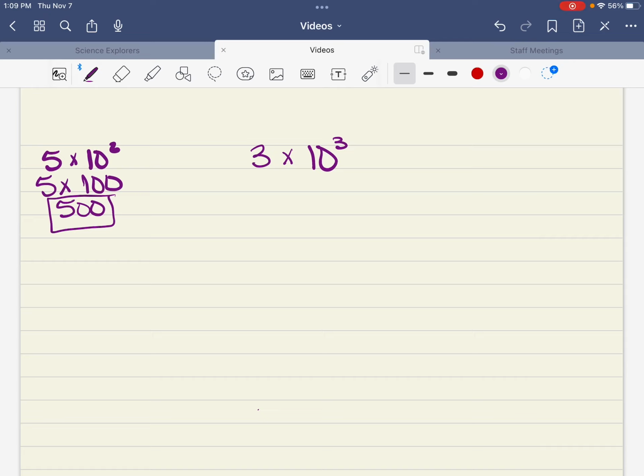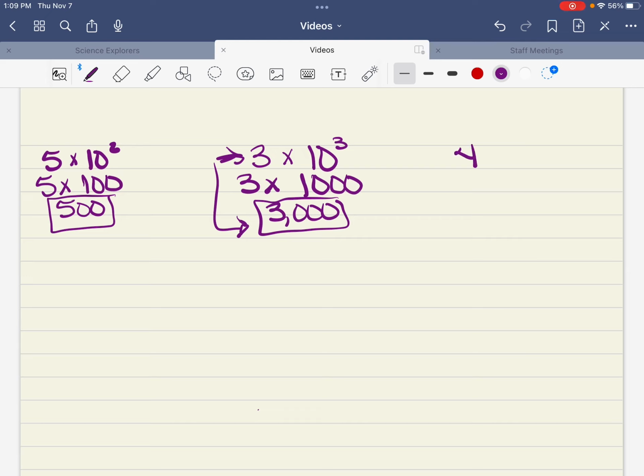Okay. What is 10 to the 3rd power? 10 times 10 times 10. So 10 times 10 is 100, times 10 is 1,000. And then 3 times 1,000. What is 3 times 1,000? Yeah, 3,000. So again, this right here is a shorthand way of writing that.